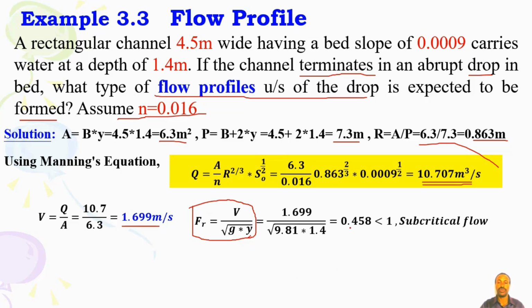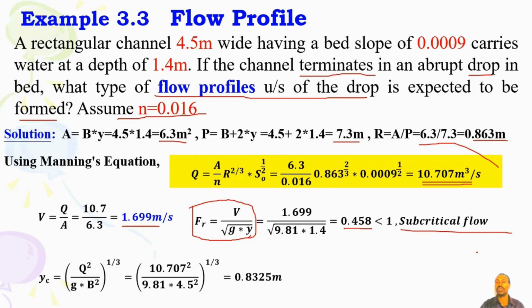So after substitution, you get this result. This is less than 1. It is subcritical flow. So we know the flow region. Then you can now find the critical depth using this one.